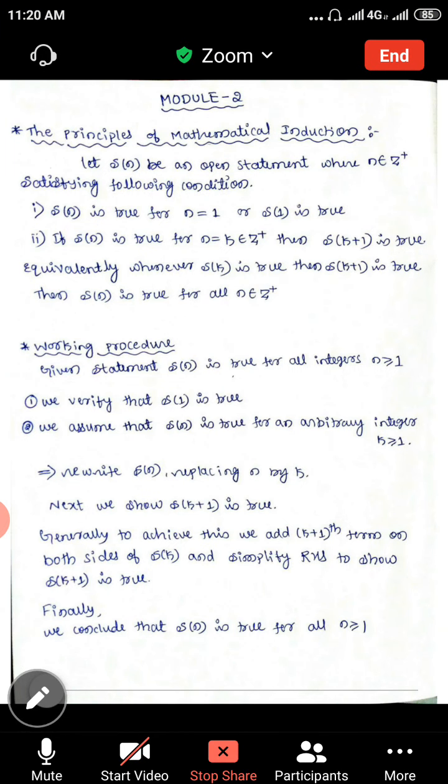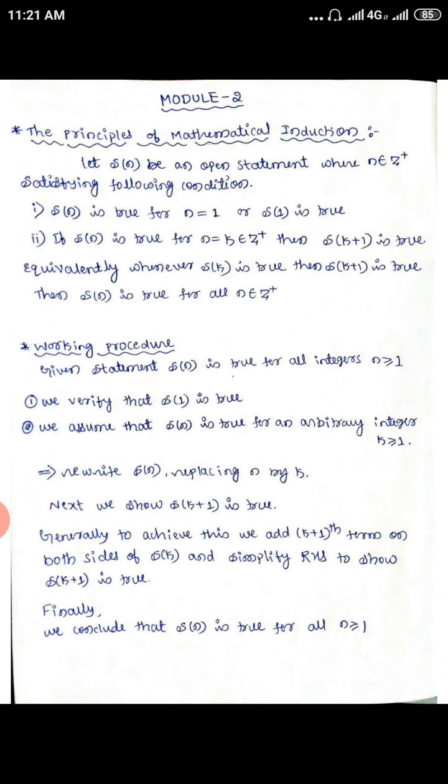So the principle, I'll just read it, you can see the principle of mathematical induction. Let Sn be an open statement where n belongs to Z plus, the set of all positive integers, satisfying the following conditions. The first condition is very important: Sn is true for n equal to 1.